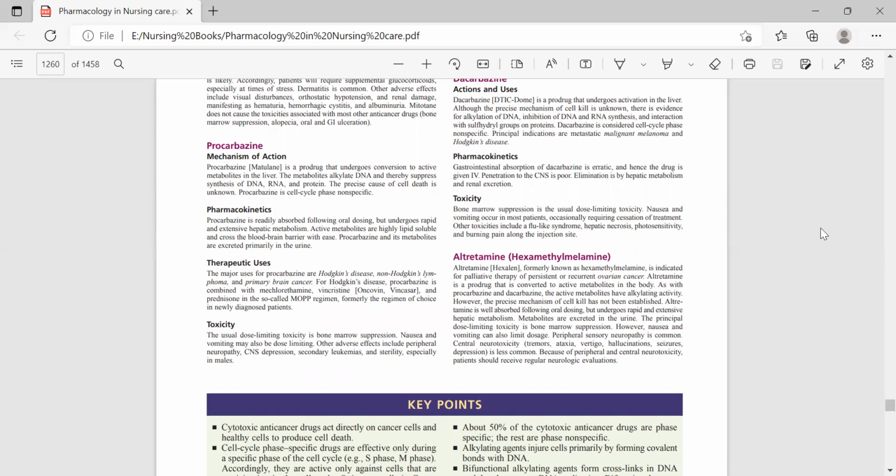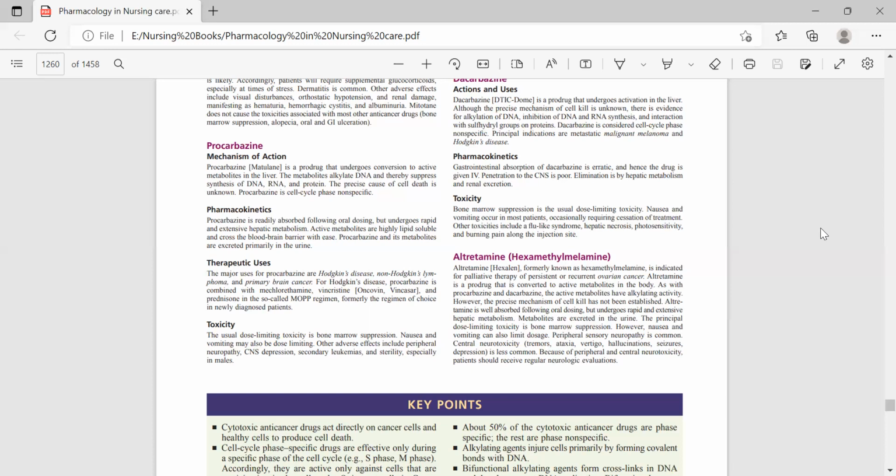Kinetics include the oral dosing, rapid and extensive hepatic metabolism. Active metabolites are highly lipid soluble, crossing the blood brain barrier with ease. Procarbazine and its metabolites are excreted primarily in the urine. The therapeutic use or indication is very important about procarbazine as it includes the regime of Hodgkin's disease. It is indicated for Hodgkin and non-Hodgkin lymphoma and primary brain cancer.